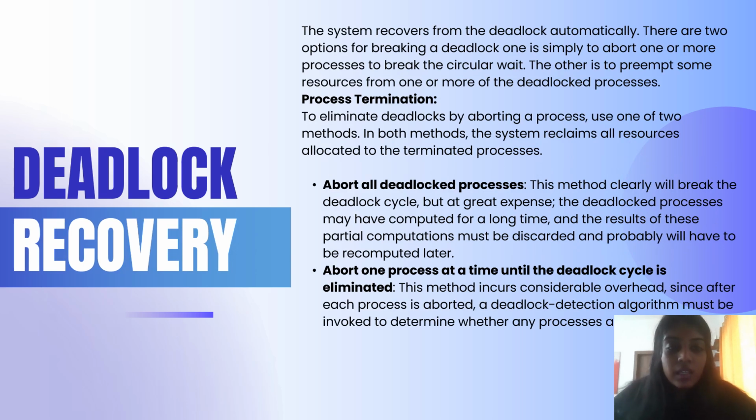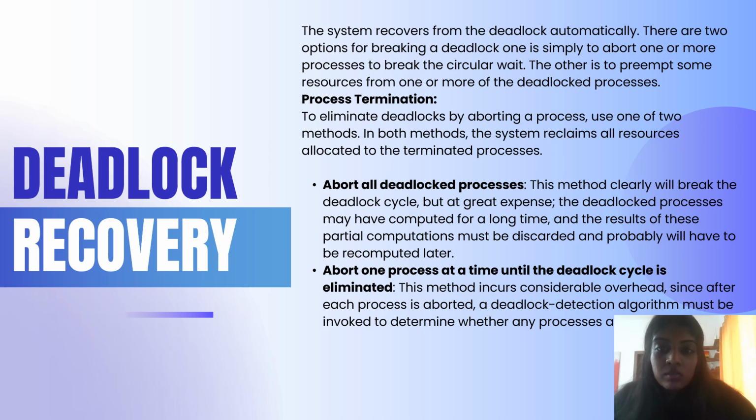And finally, we have different methods of deadlock recovery. A system recovers from the deadlock automatically. There are two options for breaking a deadlock. One is to simply abort one or more processes to break the circular wait, and the other is to preempt some of the resources from one or more of the deadlocked processes. So the first method is process termination.